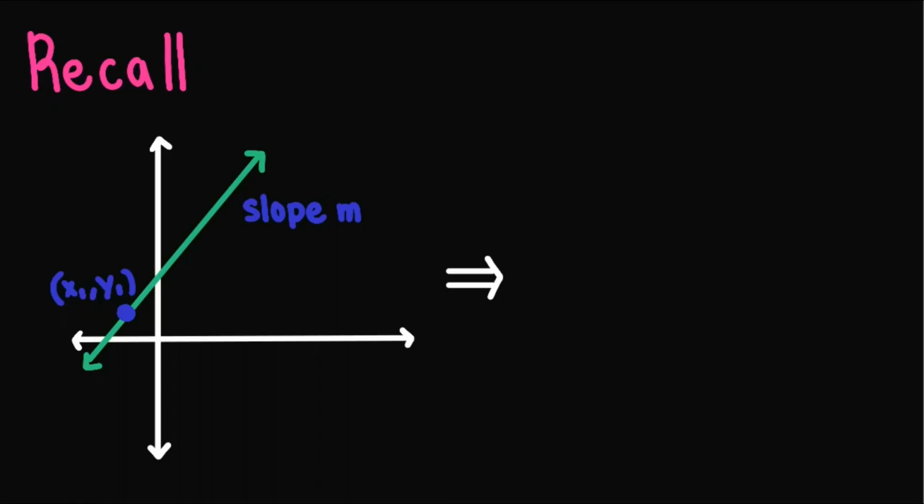Hi there. For this video, we'll be discussing the point-slope form of a line. Recall that in the introduction video on equation of lines, we know that we can also obtain the equation of a line by simply knowing its slope as well as one of its points.